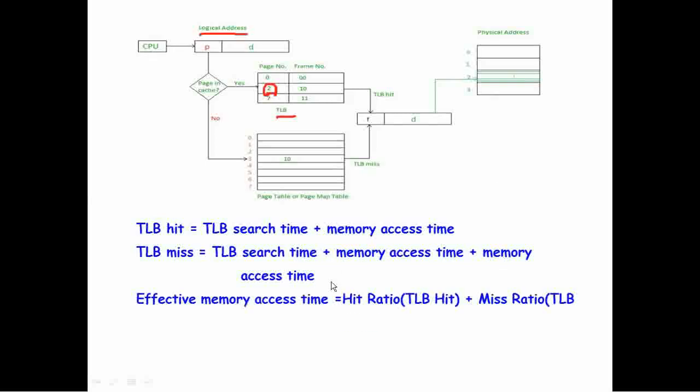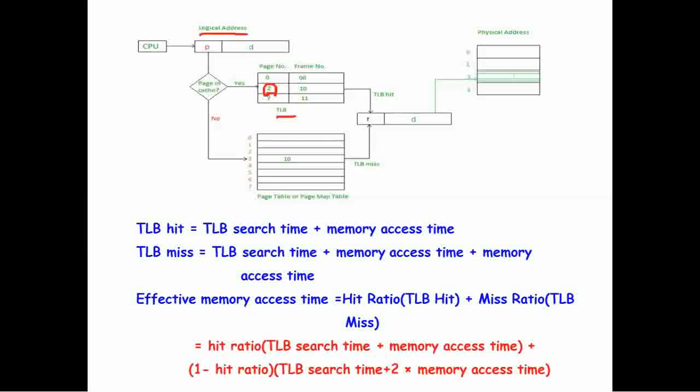Effective memory access time is equal to hit ratio into TLB hit plus miss ratio into TLB miss. We have already found what is TLB hit. So now if we expand this, we get effective memory access time is equal to hit ratio into TLB hit is TLB search time plus memory access time and miss ratio into TLB miss is TLB search time plus memory access time plus memory access time. So this is simplified as 2 into memory access time. So using this formula, let us see few problems.